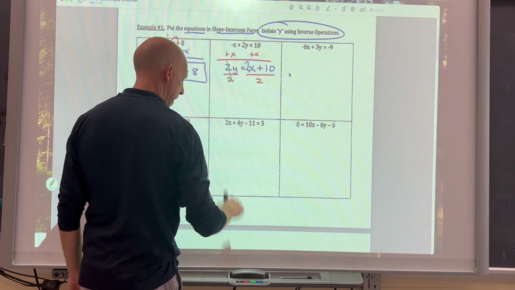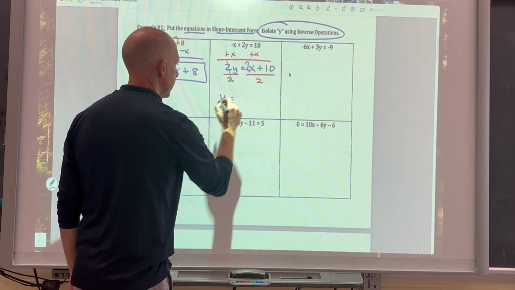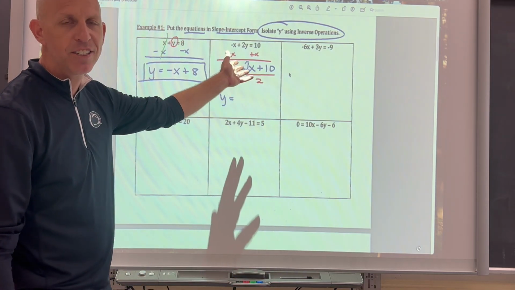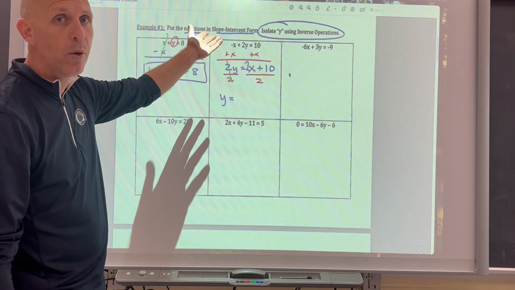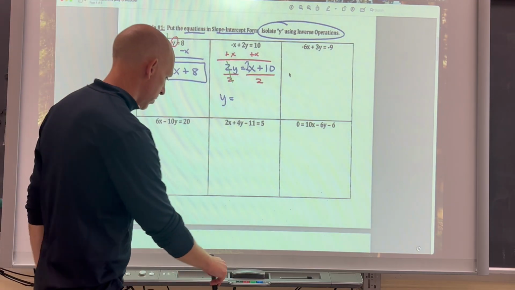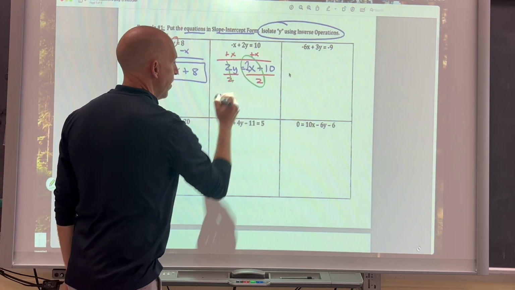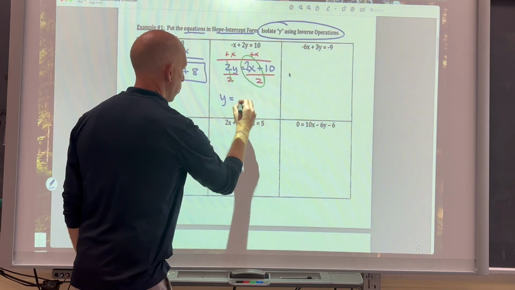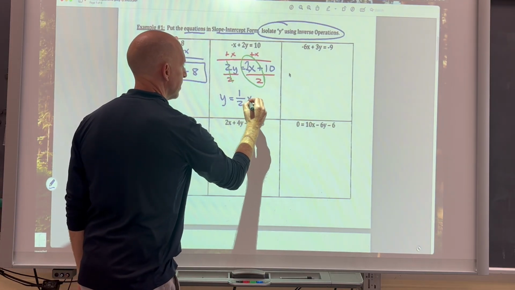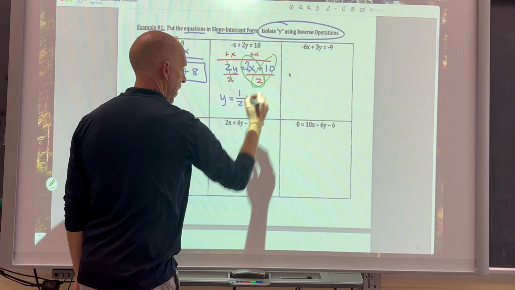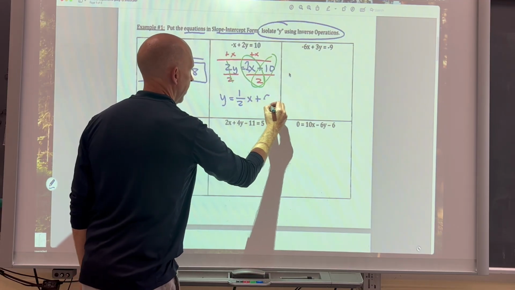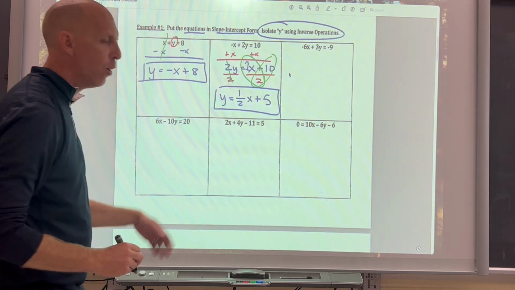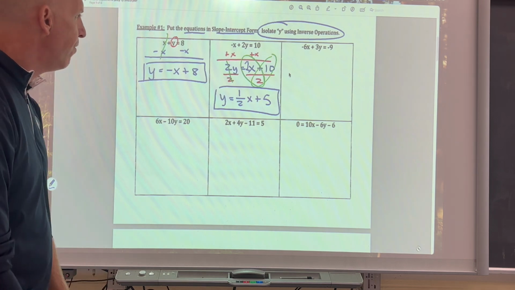These 2's cancel out, and I'm left with y equals. Now, look what we've got. We've got an expression just like the part we did on the top of the paper. 1x divided by 2 is 1/2 x. And then 10 divided by 2 would give me plus 5. Final answer, y equals 1/2 x plus 5.